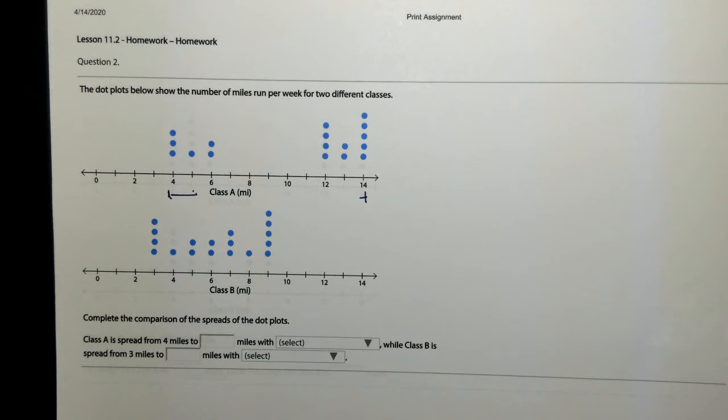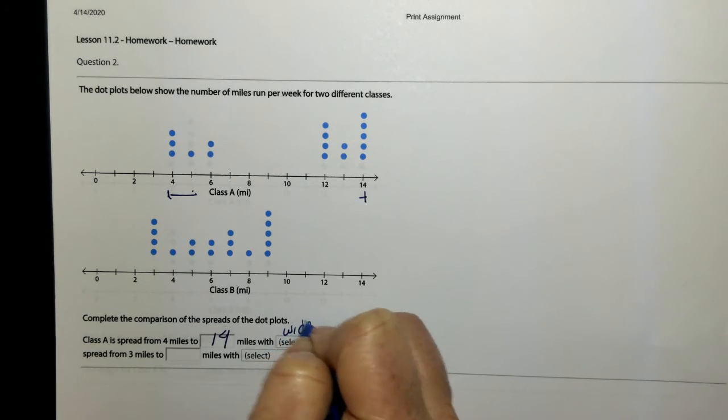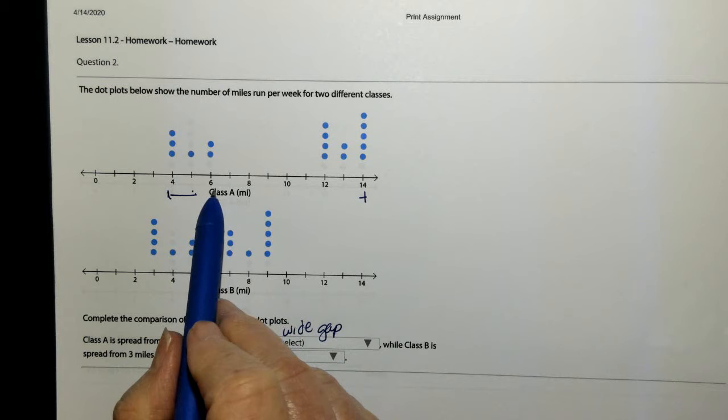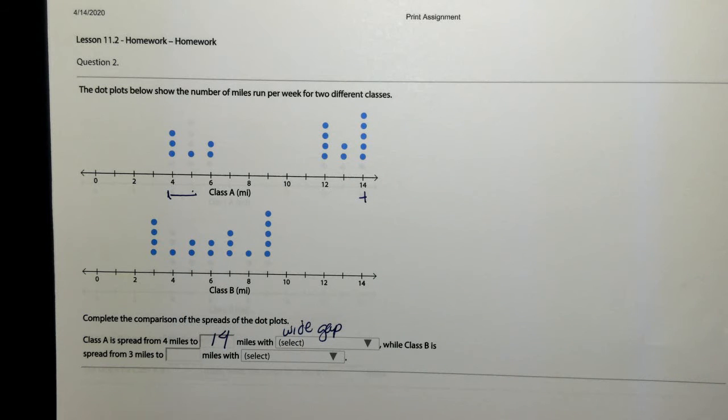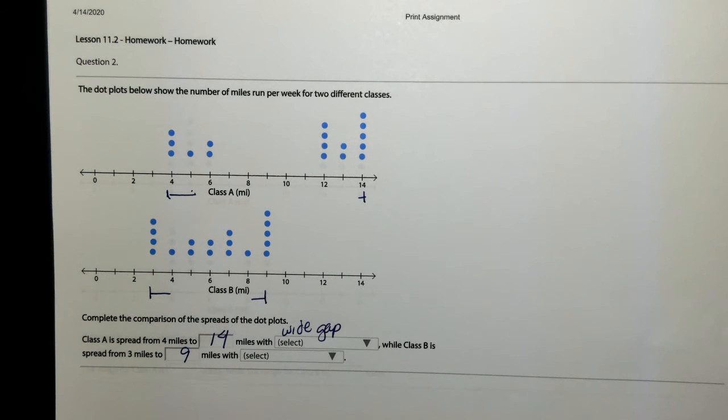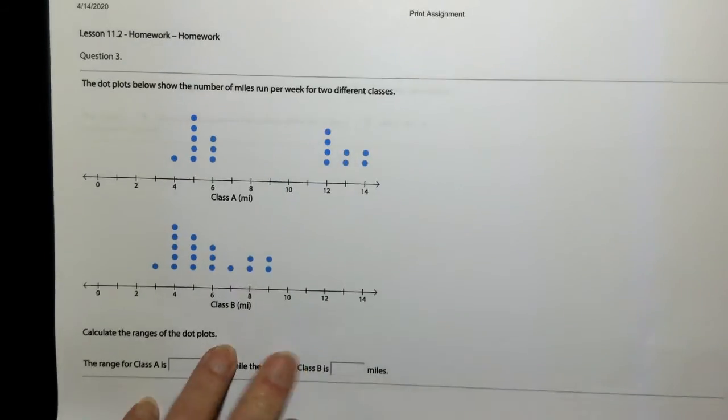So the spread is from 4 to 14 miles, with a wide gap in the middle there between 6 and 12. There are no numbers. While Class B spread starts at 3 and goes to 9. So from here to here. And here we have no gaps. So here we're looking at spread and shape. Let's continue on to problem number 3.